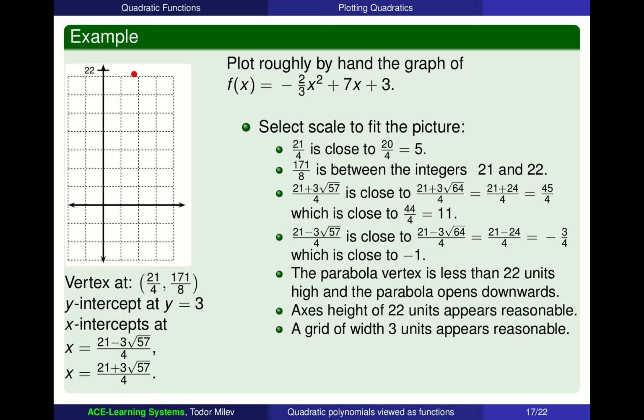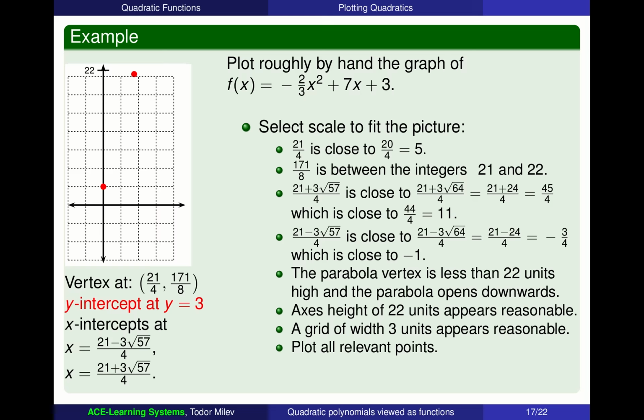A grid of width 3 units appears reasonable. Now, for this grid here, you may actually have grid paper provided to you when you're on an exam. So that may be very easy to achieve, to have a grid paper, and you can select the unit of the grid paper to be 3. Alternatively, you can approximately plot that by hand with dotted lines, and if you spend enough time, you'll be able to get a reasonably good grid.